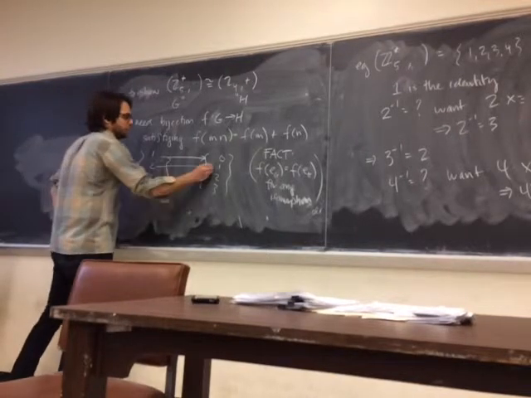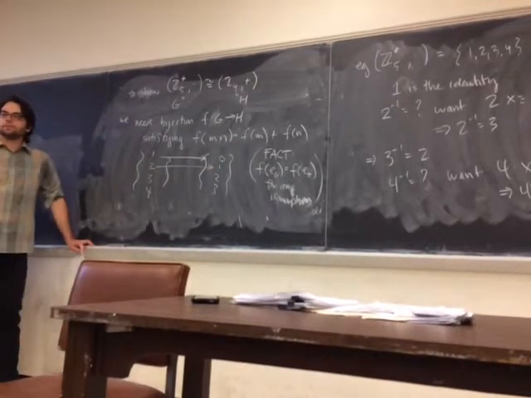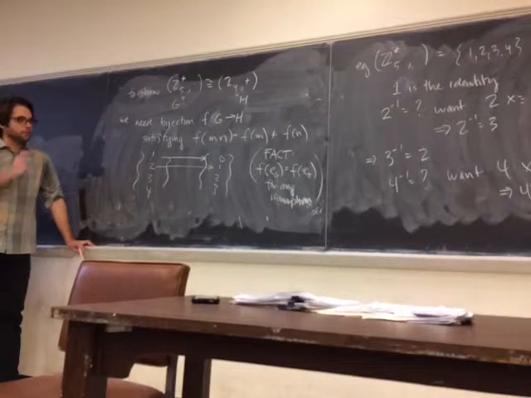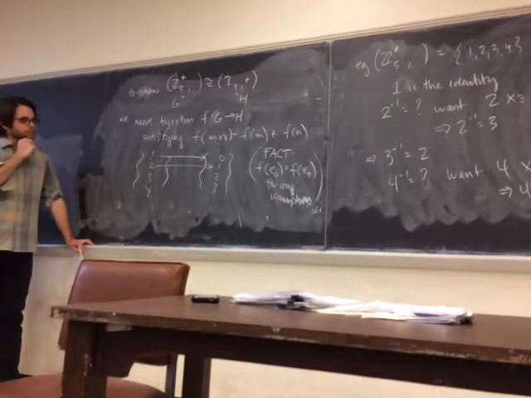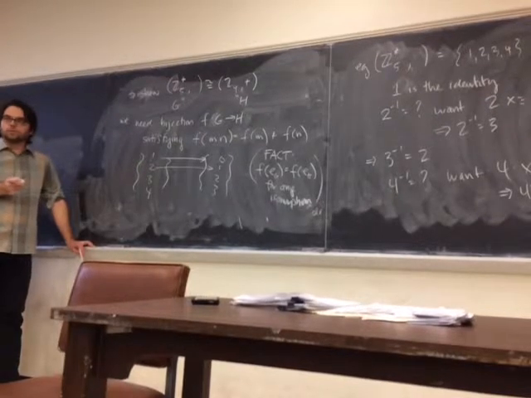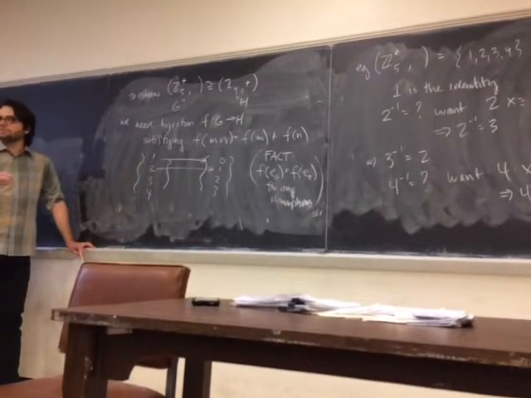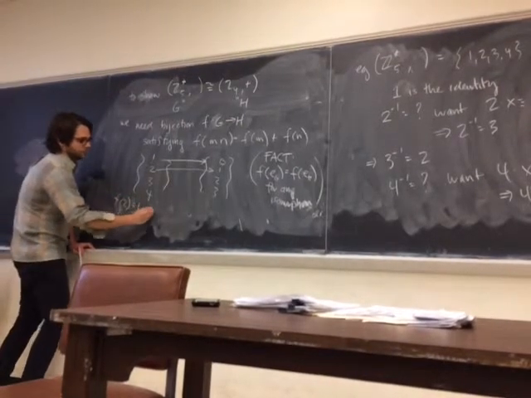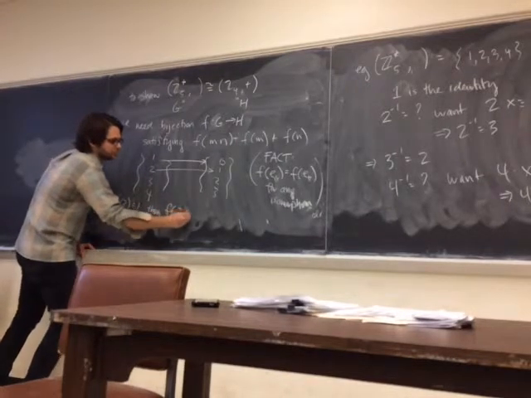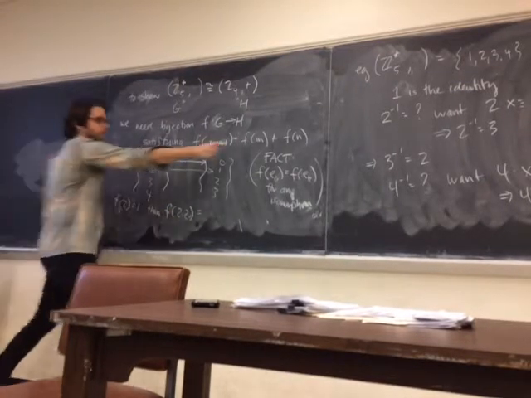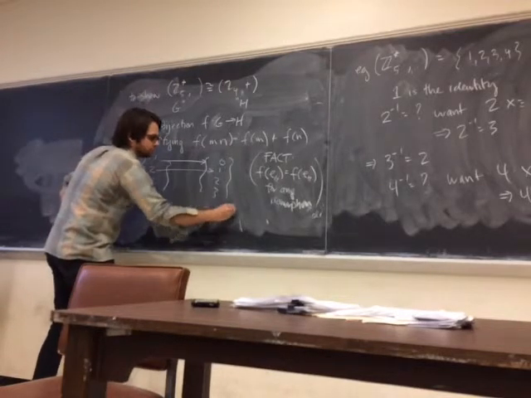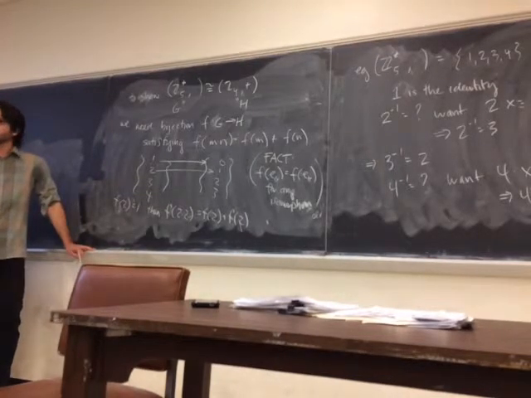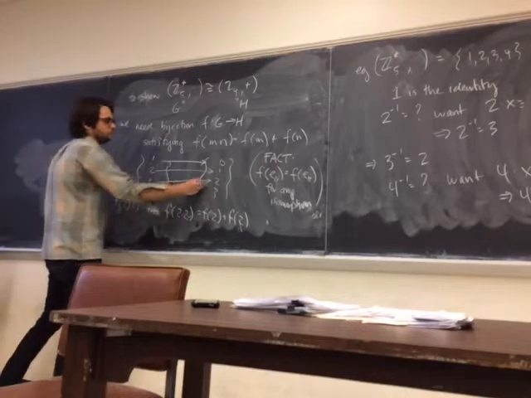Well, bear with me. I claim that I can send 2 here. We can check this later, but I'm kind of holding your hand a bit here. So if we send 2 to 1, what's forced now? 4 is forced, because 4 is 2 times 2. Right? So if f of 2 is 1, then I need f of 2 times 2 to be equal to f of 2 plus f of 2, which is 1 plus 1, which is 2. That's forced.